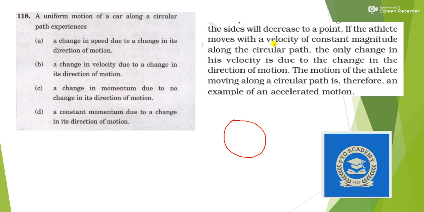If the athlete moves with a velocity of constant magnitude along a circular path, the only change in its velocity is due to the change in direction of motion. That means the velocity changes due to change in direction of motion. So let's find this option. A change in velocity is due to change in direction. This is the correct answer, and we are not concerned about the other options because they are wrong. So the answer is option B. This is directly from the chapter Motion, from class 9.